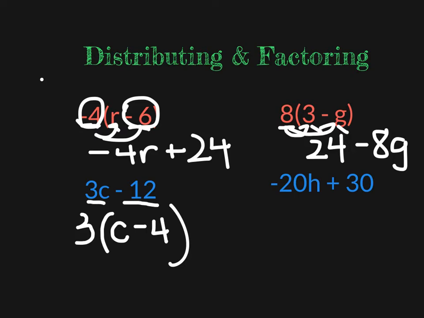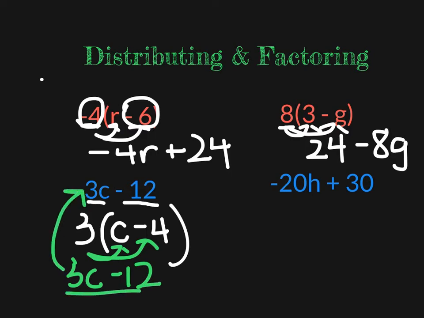If you wanted to double check this and make sure that they are equivalent, you could redistribute. 3 times c is 3c, and 3 times -4 is -12. You can see that I started with the exact same thing up here, so I know that that answer in white is correct because I double checked it.